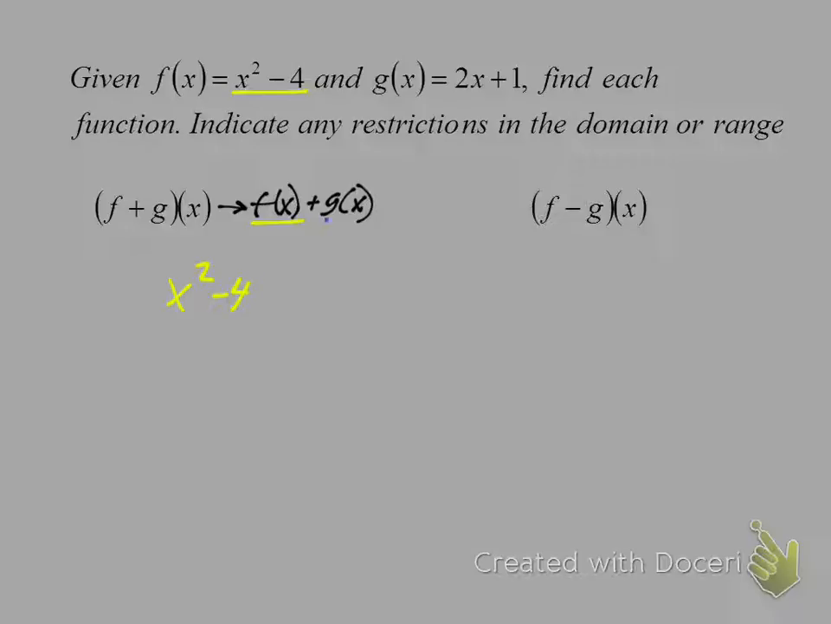What's g of x? 2x plus 1. Sub that in for g. And what are we doing to these two? You're adding them. So you combine like terms. x squared plus 2x minus 3.